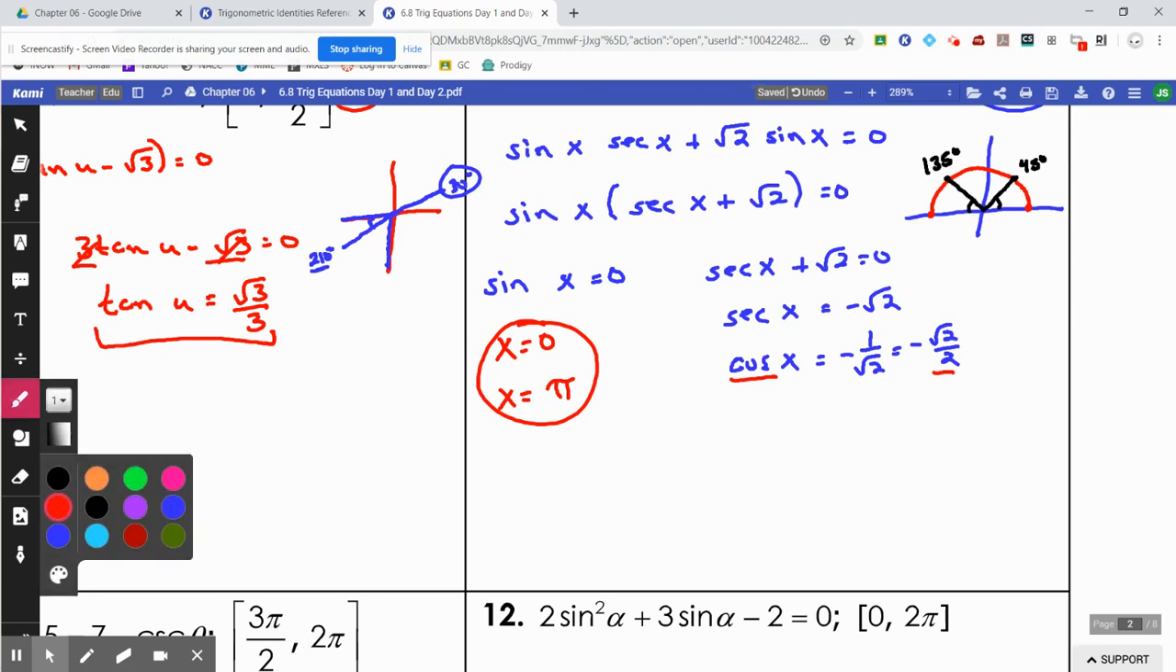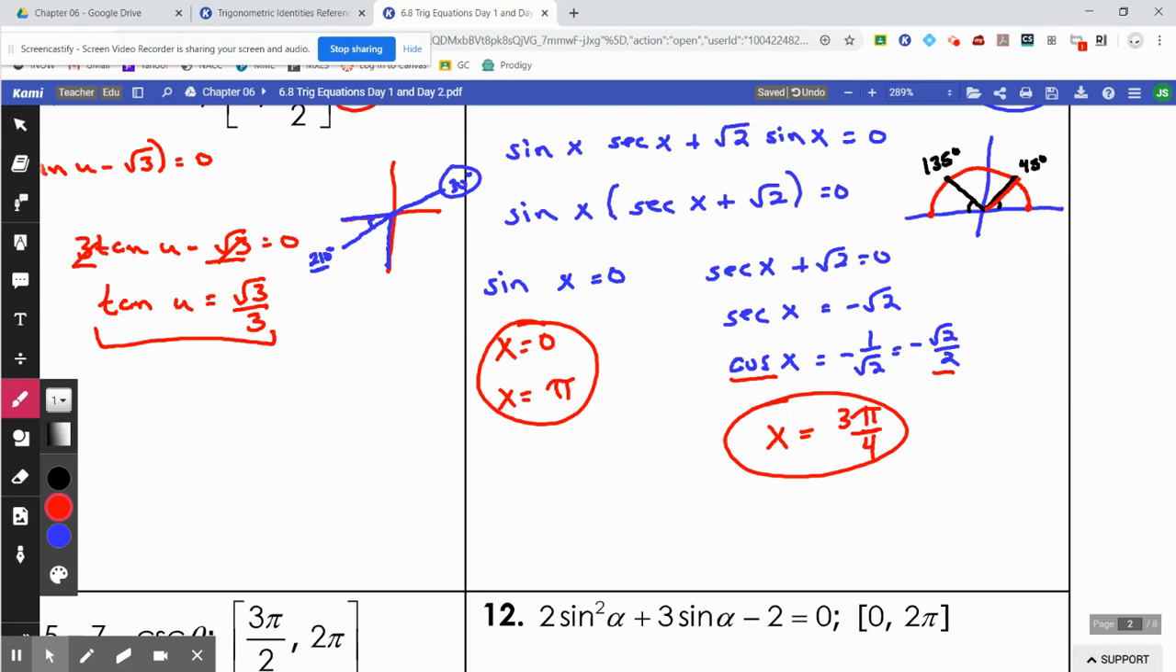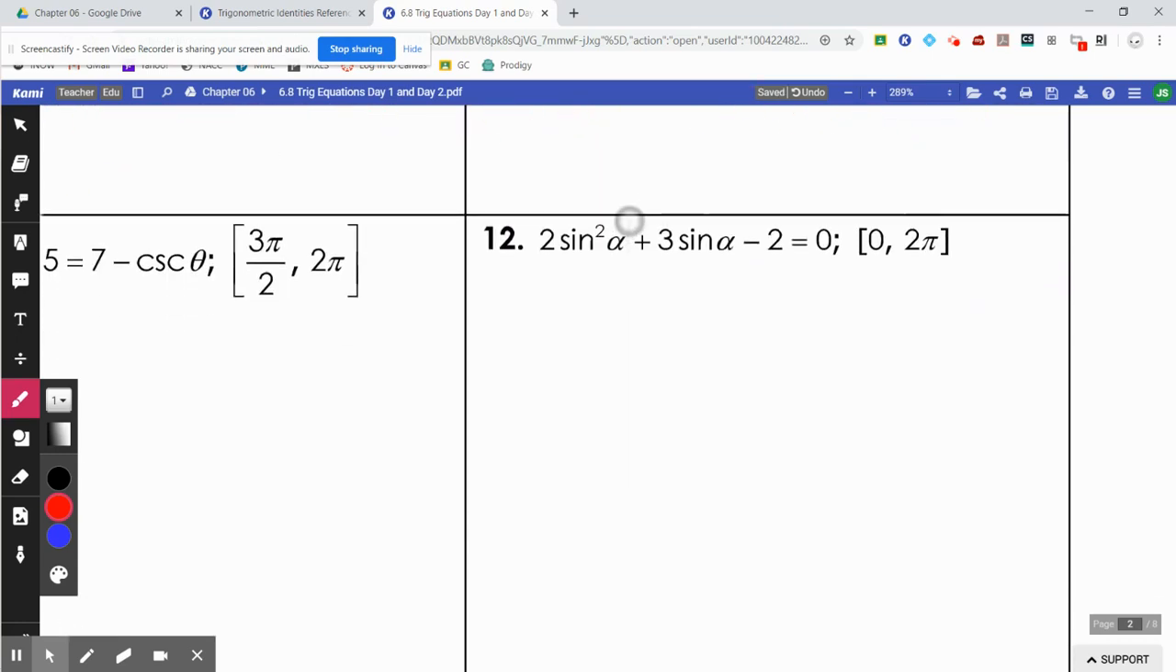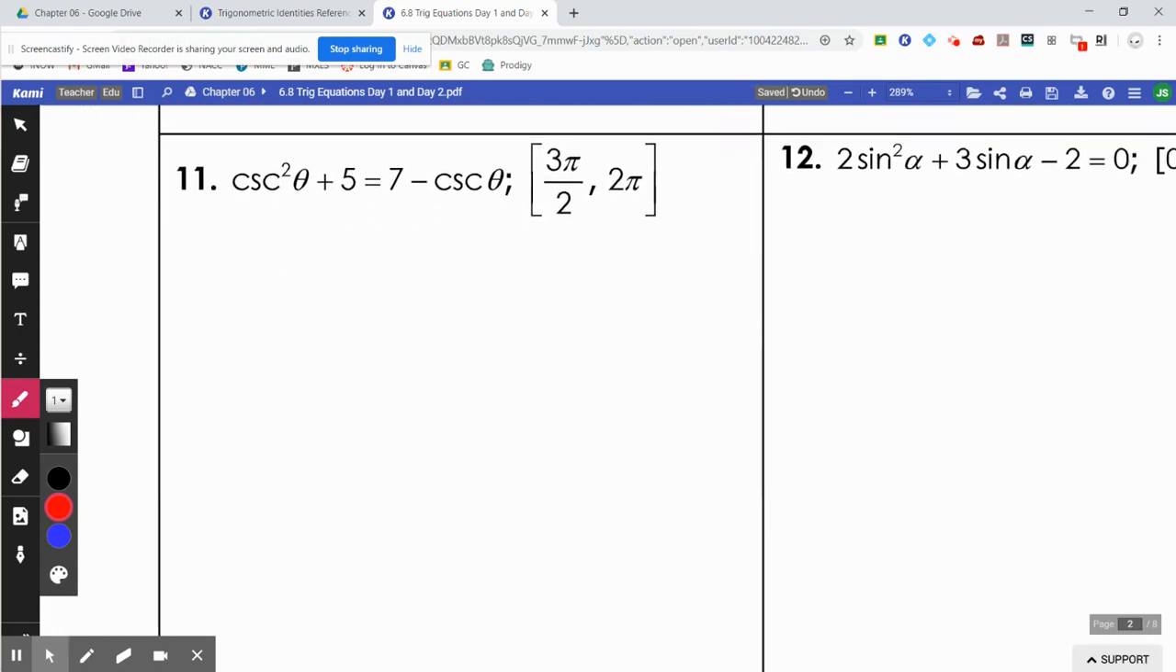So therefore, your other answer, where cosine is equal to negative root 2 over 2, is going to be a multiple of that 45. You can divide it out if you need to, but there are three 45s in 135. So your second angle is going to be 3 pi over 4. Number 11. We're looking for 3 pi over 2 to 2 pi. That's the fourth quadrant answers for this equation.